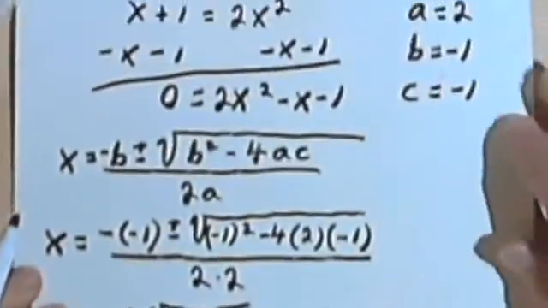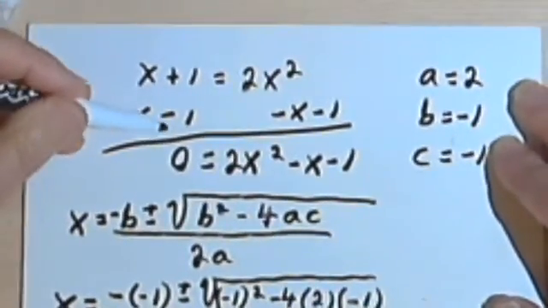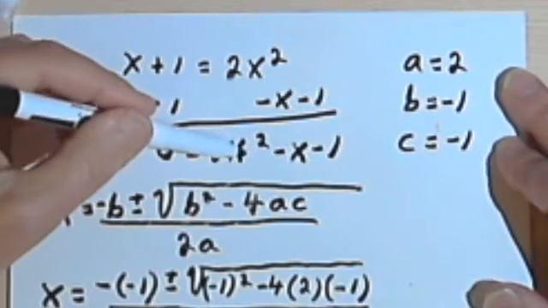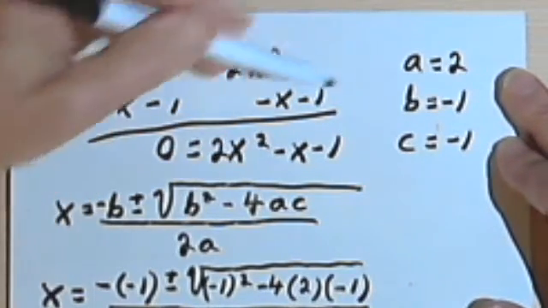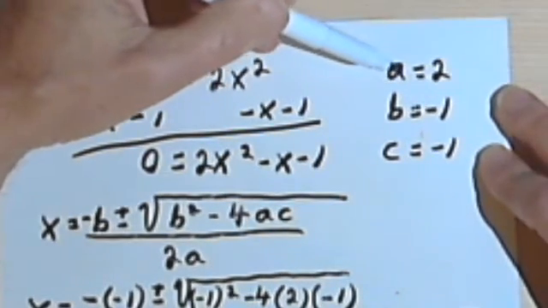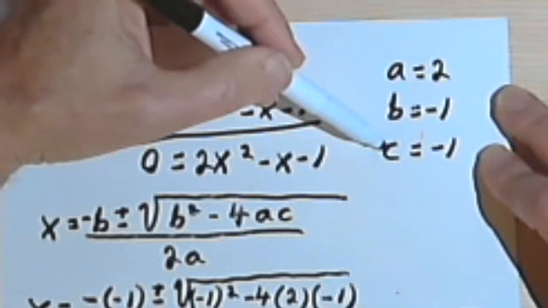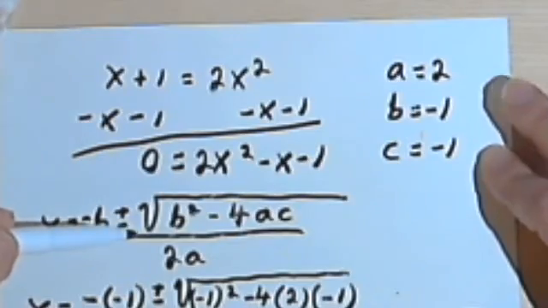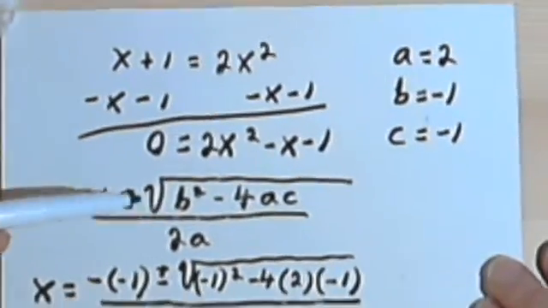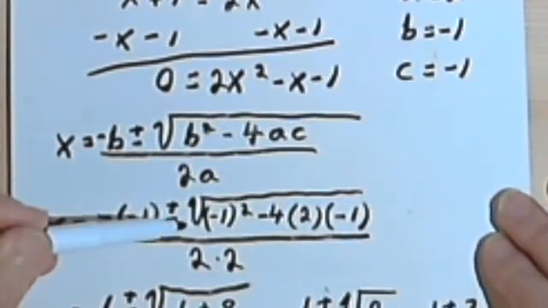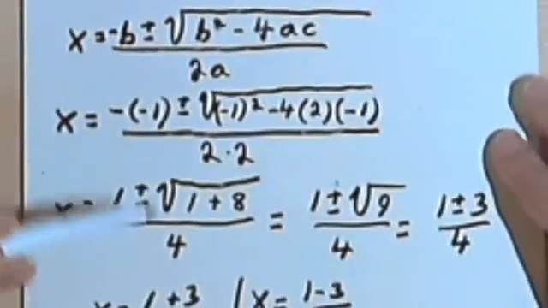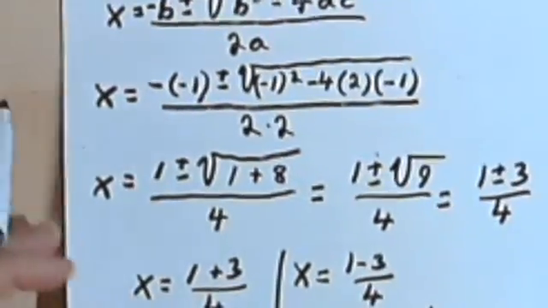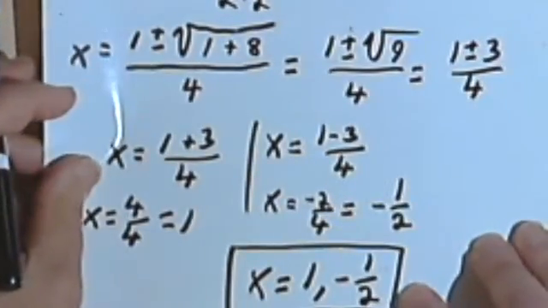Okay, now let me review what I did. So I got all my terms on one side of the equation. It doesn't matter which side you put them on. I identified my A, B, and C values. I wrote my quadratic formula. Then I plugged those A, B, and C values into the quadratic formula. I did the math, and I came up with my answer down at the bottom of the page here.